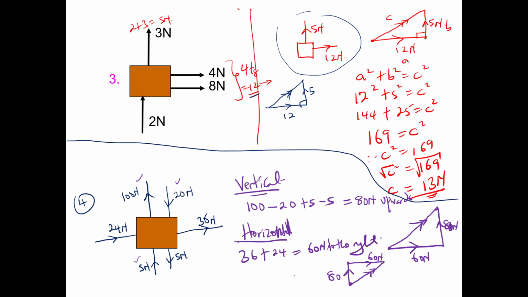So this is a right angled triangle. So we shall say that a squared plus b squared is equal to c squared. When you substitute here, we shall have 60 squared plus 80 squared is equal to c squared. So calculate for the c. You find that your c is equal to 100 newtons. And that is how we calculate for the resultant of forces.